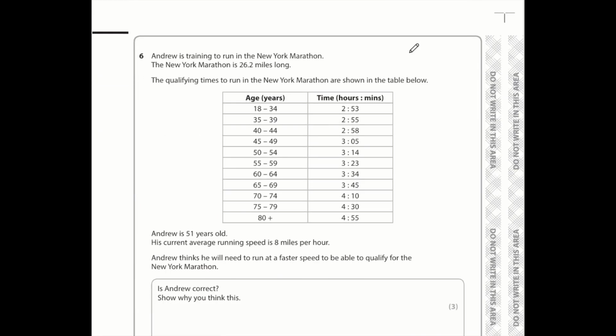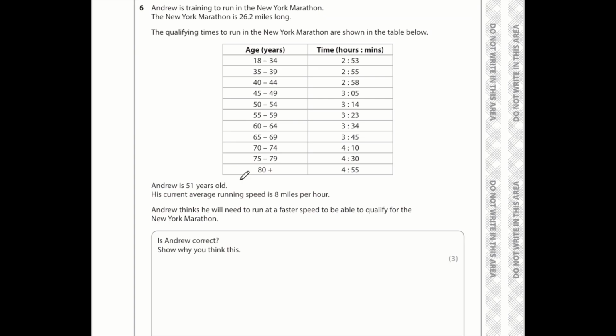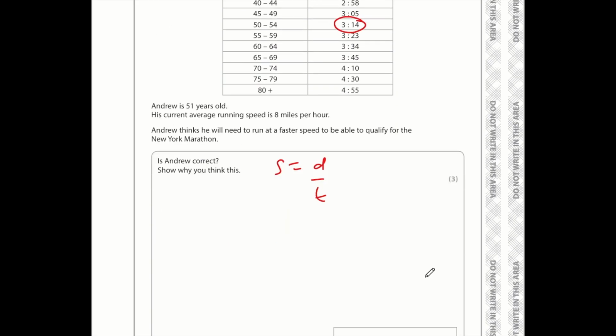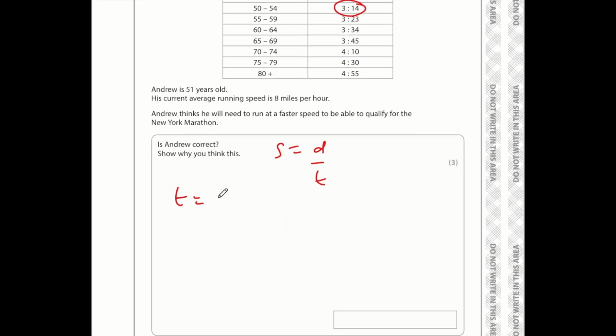Okay, so question number 6. So Andrew is a 51-year-old man, so therefore he needs to be getting a qualifying time of 3 hours and 14. So if he's running at 8 miles per hour and the marathon's 26.2 miles long, how long will that take him? Well, speed is the distance divided by the time. So we just need to flip this formula around. So therefore time is the distance divided by the speed. So the time is going to be the distance, which is 26.2 miles, divided by his speed, which is 8 miles per hour.